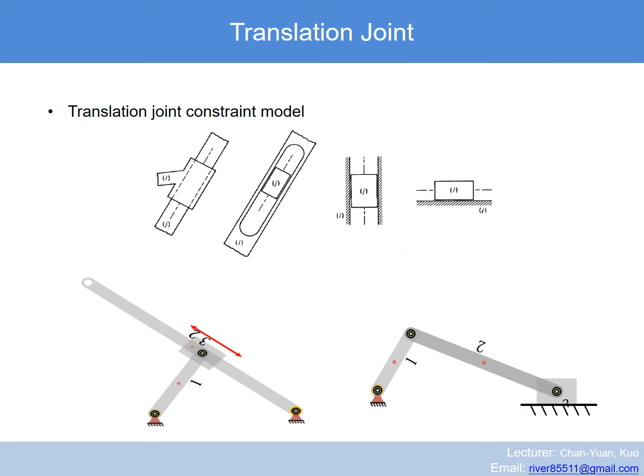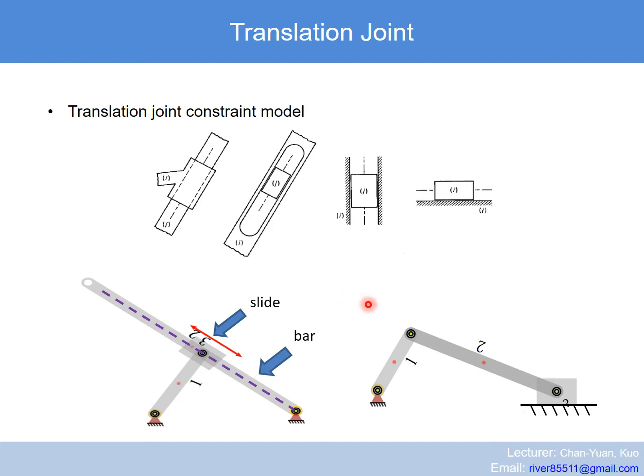In order to help you understand what a translational joint is like, here are some common translational joints that you can see in planar mechanisms. For example, in this mechanism, this slide and this bar are connected by a translational joint. In other words, the slide is translating on the bar, and we will usually define a so-called translational axis like the purple dashed line to indicate the translational direction of the slide.